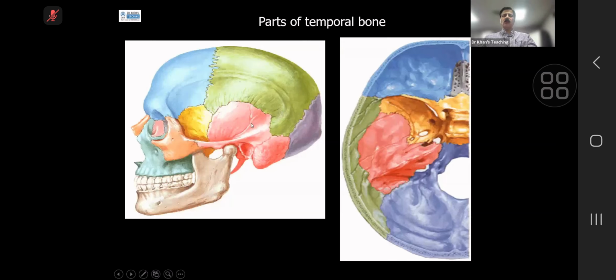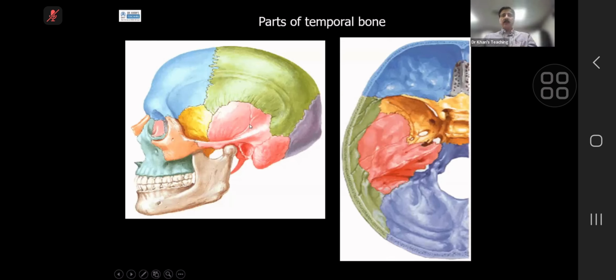What is this groove, candidate one? The groove for the middle meningeal artery. Excellent. So this is the middle meningeal artery. And interestingly, out of the bones of the skull, squamous temporal bone is the thinnest portion. And this is very dangerous because if somebody gets a trauma here, there can be an epidural hematoma because of middle meningeal artery rupture.